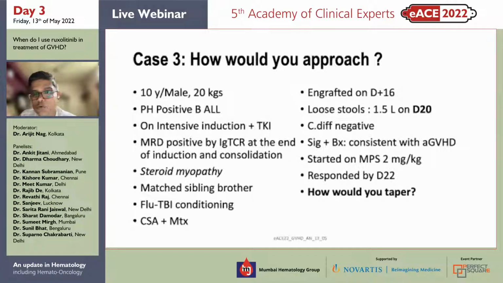Matched sibling, brother, Flu TBI conditioning plan, cyclosporin, methotrexate. So I won't go into the question of whether this patient should be taken up for transplant. So it's been transplanted and he's engrafted on day 16. And he's had loose stools of about 1.5 liters on day 20. C-diff is negative, sigmoidoscopy and biopsy is consistent with acute GVHD. Started on methylprednisolone 2 mg per kg and responded by day 22.